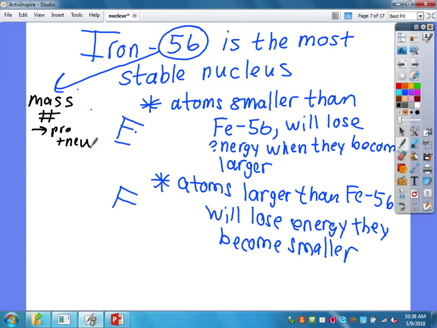Atoms larger than Fe56 will lose energy as they become smaller. Okay, and so what we're saying is, again, when I'm going to get into fusion and fission, all right, larger atoms, when they split, will release that radiation, and as they become smaller, become more stable. On the other hand, those smaller atoms, as they continue to become larger, basically can lose some energy. Again, it has a lot to do with the proton-neutron ratio that Fe56 has developed, but there are different things that can be involved to help you figure out whether to fuse or split the atom. We don't get that much detail with it.